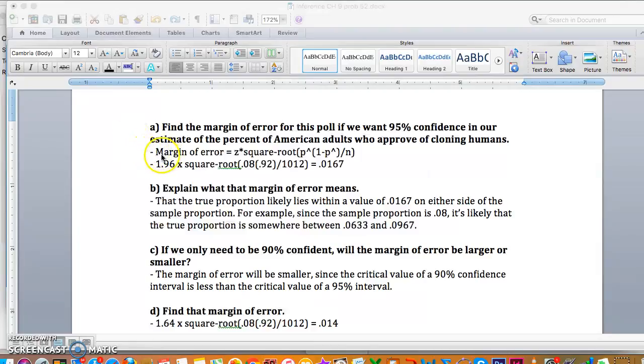And this is the formula for margin of error. Z is your critical value times the square root of p hat times 1 minus p hat all over n, n being the total sample size. Now the Z value is 1.96. Multiply that by the square root of 0.08, which is p hat, times 0.92, which is 1 minus p hat, all over 1012, which gets a margin of error of 0.0167.